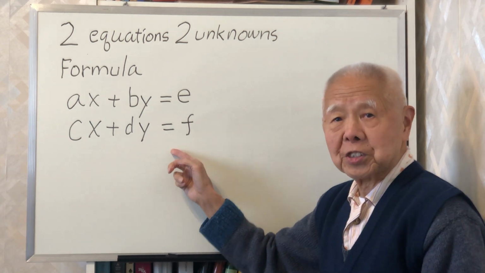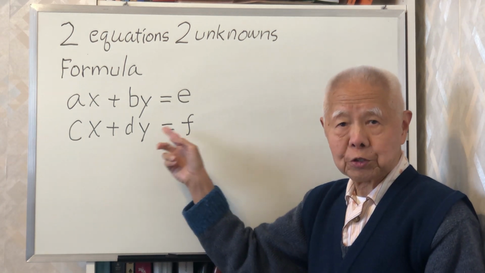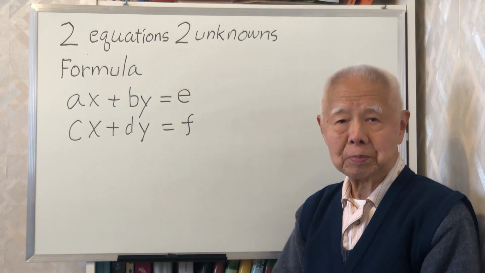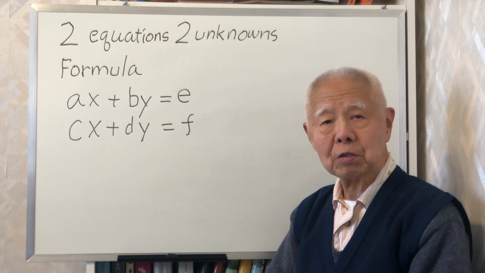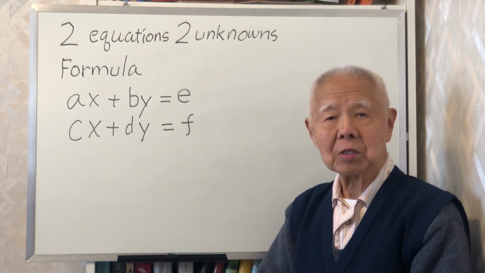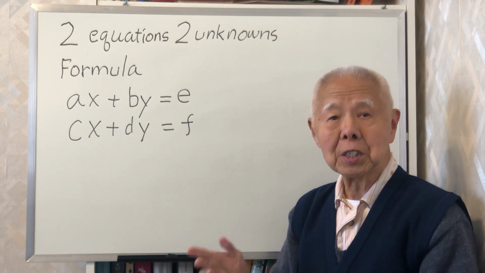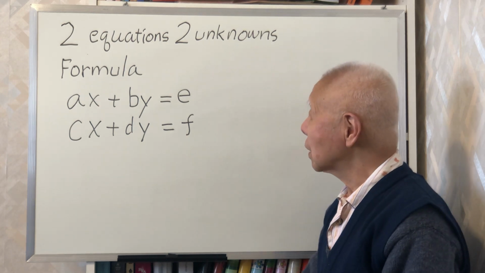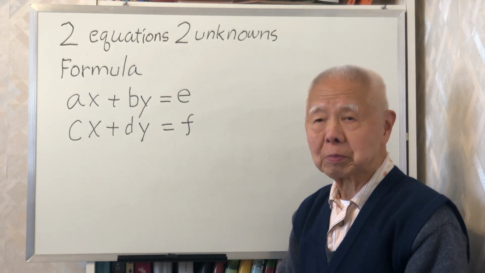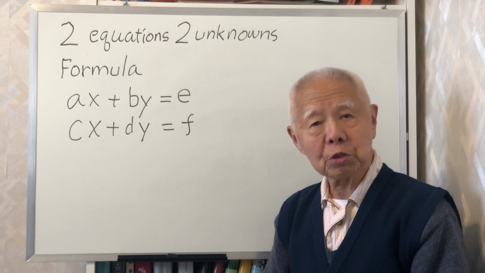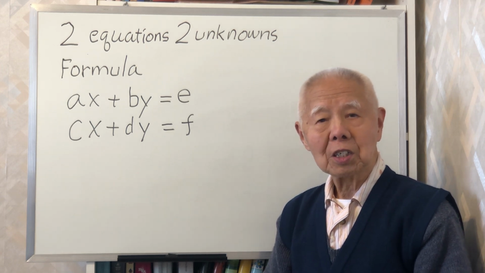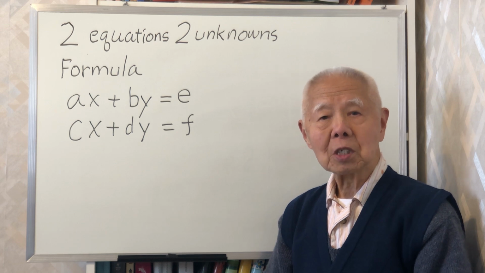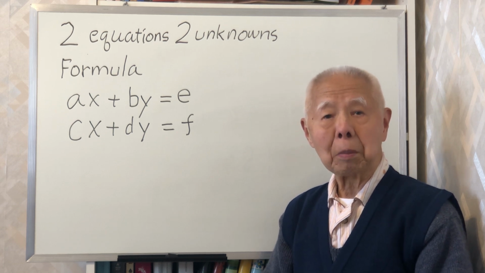This is a general form of two equations, two unknowns, and I use A, B, C, D, E, F to represent any numbers. Okay. So this is quite general. Let's still use the method we introduced last time, which is comparison.